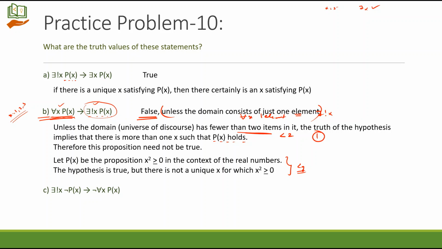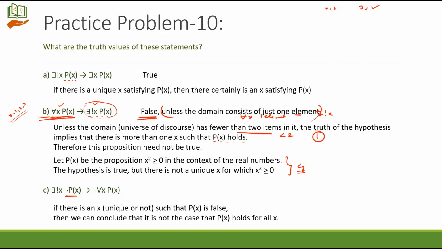There is one unique value for which P of X is not true. If there is an X, unique or not doesn't matter, such that P of X is false, we can conclude that it is not the case that P of X holds for all X. This is like giving a counterexample. When can you say for all X P of X is going to be false? When you have any X value for which P of X is going to give you false, at that time you can say this is false.